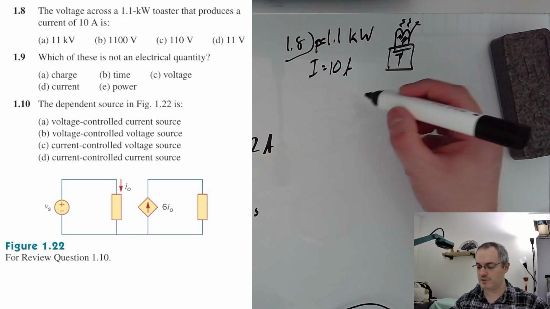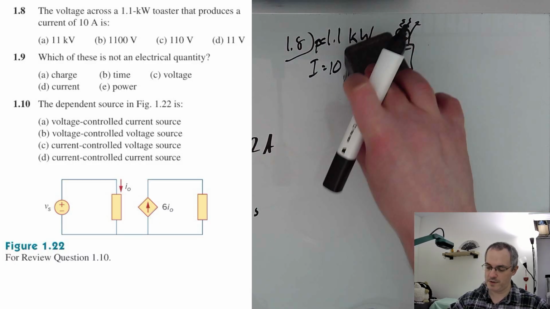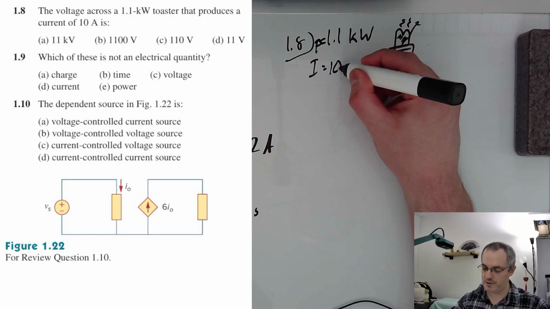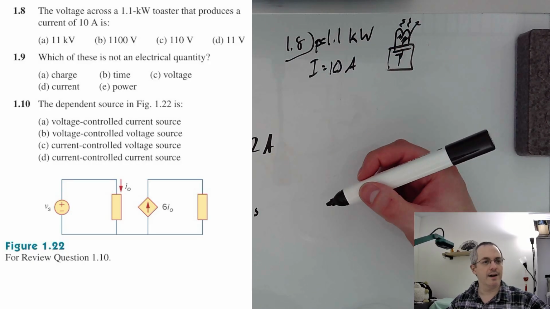So toasters don't produce current. They can use it up, but they're not typically known to produce it. So we'll just ignore that.